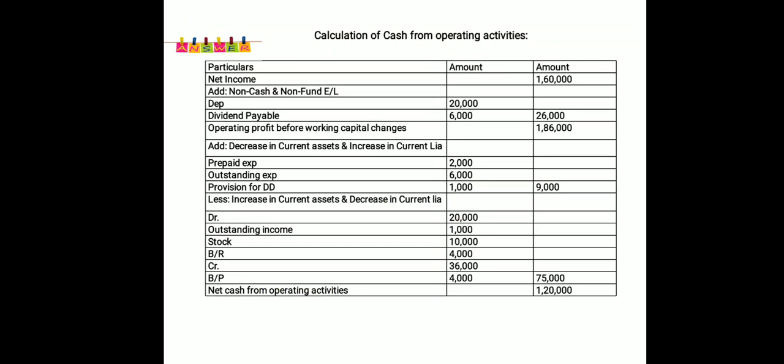And finally, when we do the plus and minus, we have taken the total here as 1,86,000, so we start from 1,86,000, add the 9,000, and deduct the 75,000. Then finally we receive the cash from operating activities of 1,20,000. So this is the way we need to solve, and both which I have covered today are the indirect method. Kindly keep in your mind, indirect method.